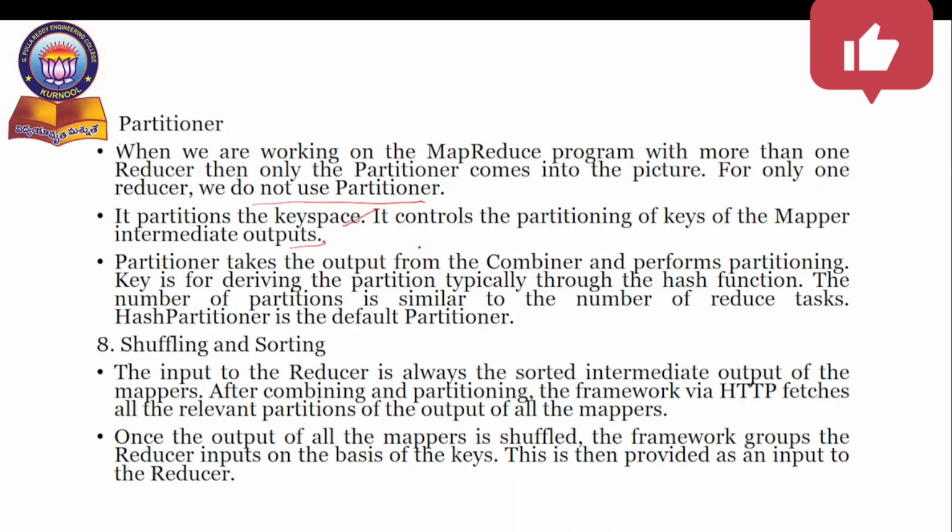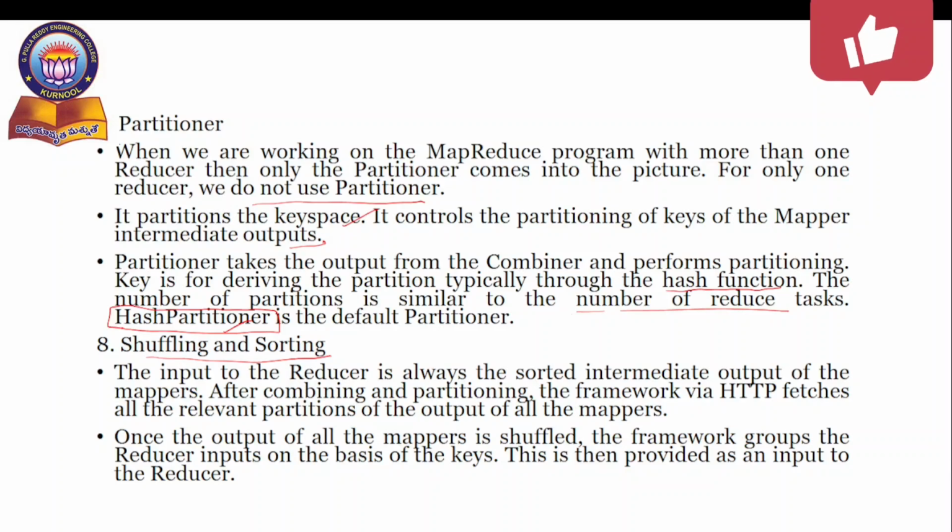Again, the partitioner takes output from the combiner and performs partitioning. The key is used for deriving the partition, typically through a hash function. So we define some hash function, and based on that hash function, it derives a partition. The number of partitions is equal to the number of reduce tasks. Hash partitioner is the default partitioner that we use in a MapReduce program. So it partitions into the number of reduce tasks based on the count. That is, if you have 5 reduce tasks in your cluster, then the partitions will be 5. So for that purpose, we use hash partitioner as the default partitioner in the Hadoop system.